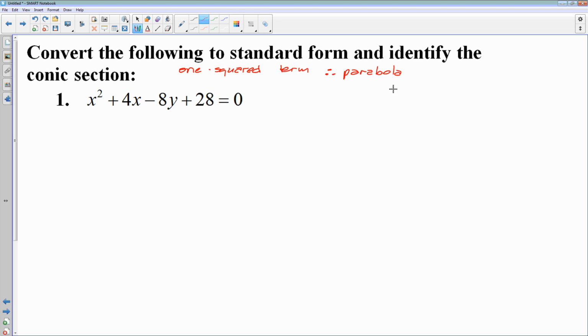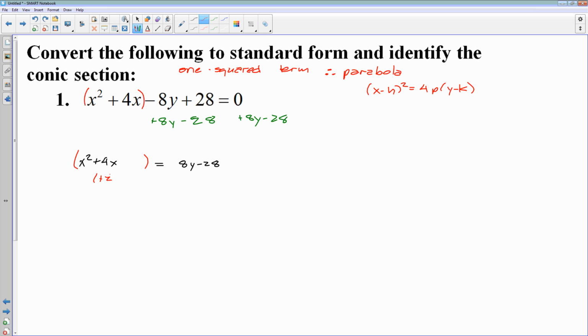Since the x is squared, I know that the standard form is going to be (x - h)^2 = 4p(y - k). So that's what I'm looking for. I'm going to keep my x's on the left side of the equation, and I'm going to move all my y's and everything else over. So I'm going to add 8y and subtract 28 to both sides. And that will give me x^2 + 4x, and I'm going to leave a little bit of room here because I'll have to complete the square, equals 8y - 28.